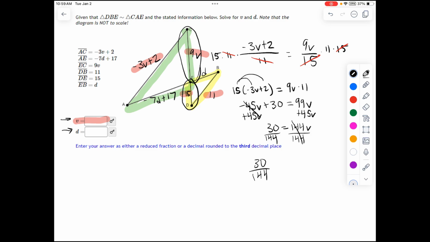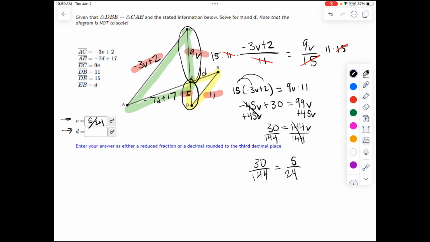Okay, now that is the answer, but we do want to make sure to simplify this if we can. Here you'll notice that there is a common number. In fact, 6 is the common number. 6 will go into 30 5 times, and it'll go into 144 24 times. So 5/24 is your answer. Nothing too crazy.